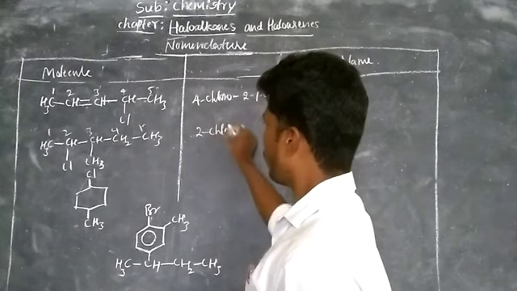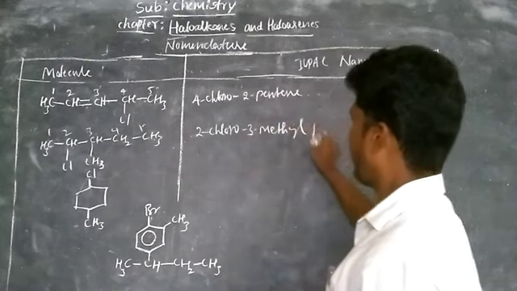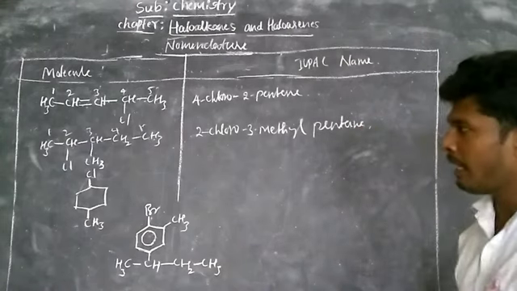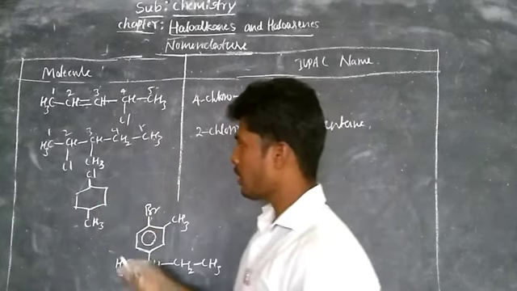2-chloro, 3-methyl, pentane is the IUPAC name. Similarly, this one is cyclohexane, the substrate is cyclohexane, give numbers.